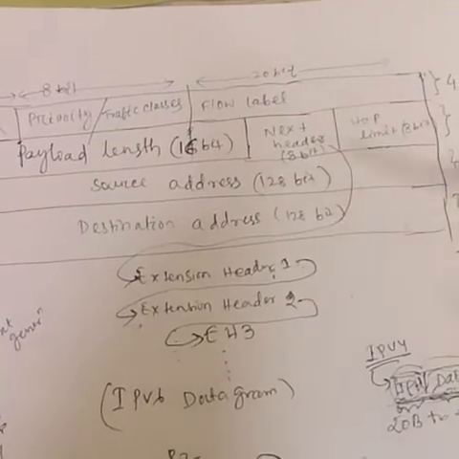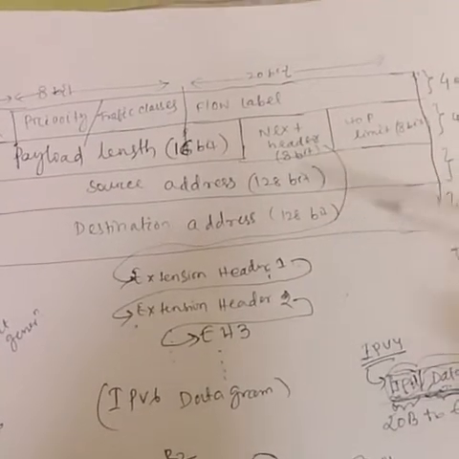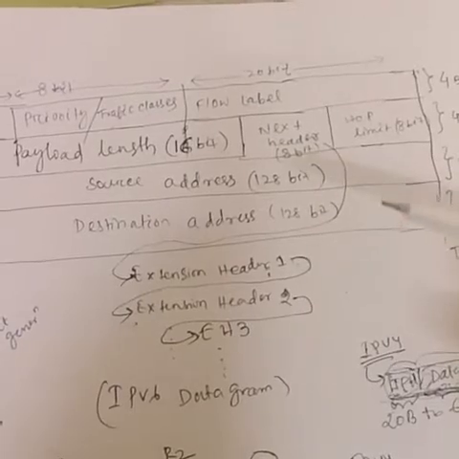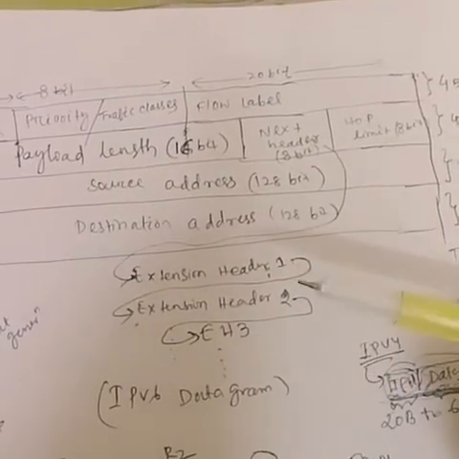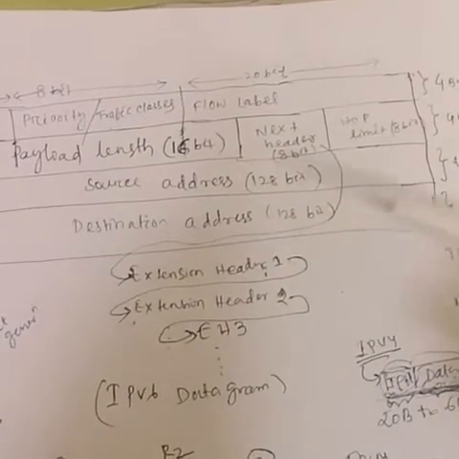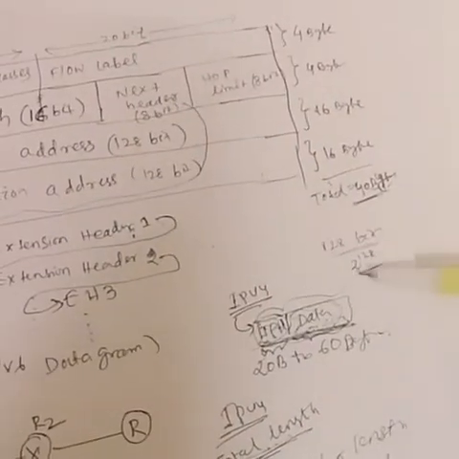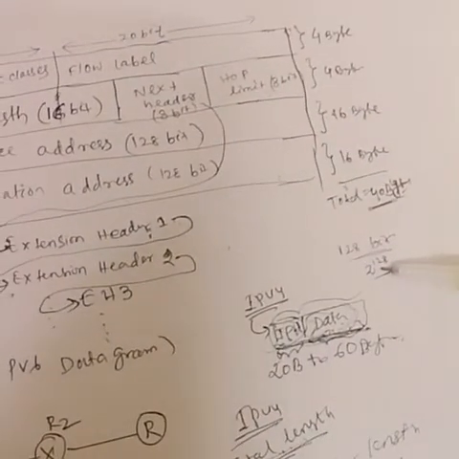With this 128-bit address, how many IPv6 addresses are possible? 2 to the power 128 IP addresses are possible, right?